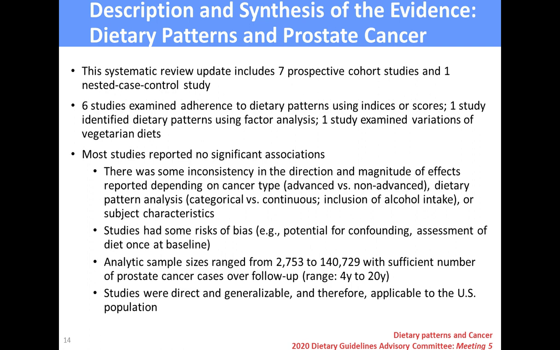Most studies had large analytical sample size with a sufficient number of prostate cancer cases occurring over follow-up to examine associations. However, the width of the confidence intervals indicates some degree of imprecision within the body of evidence. The studies were direct and generalizable in that the populations, interventions, comparators, and outcomes of interest in the included studies are directly related to the systematic review question and are applicable to the U.S. population.